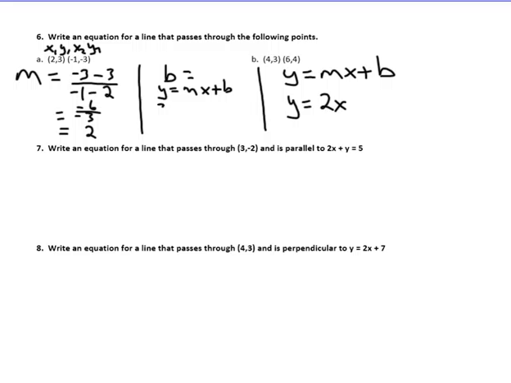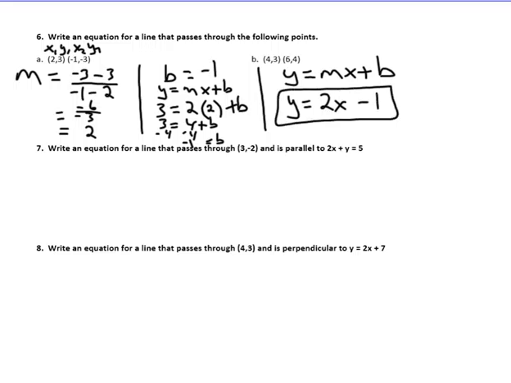So the y is 3, the x is 2, what I'm looking for is b, and I just found what m was, the slope. So now I've got 3 is equal to 4 plus b. Subtract 4 from both sides, and I end up with b being equal to negative 1. So I have a negative 1 at the end of my equation, and there's the equation of the line that goes through those two points.